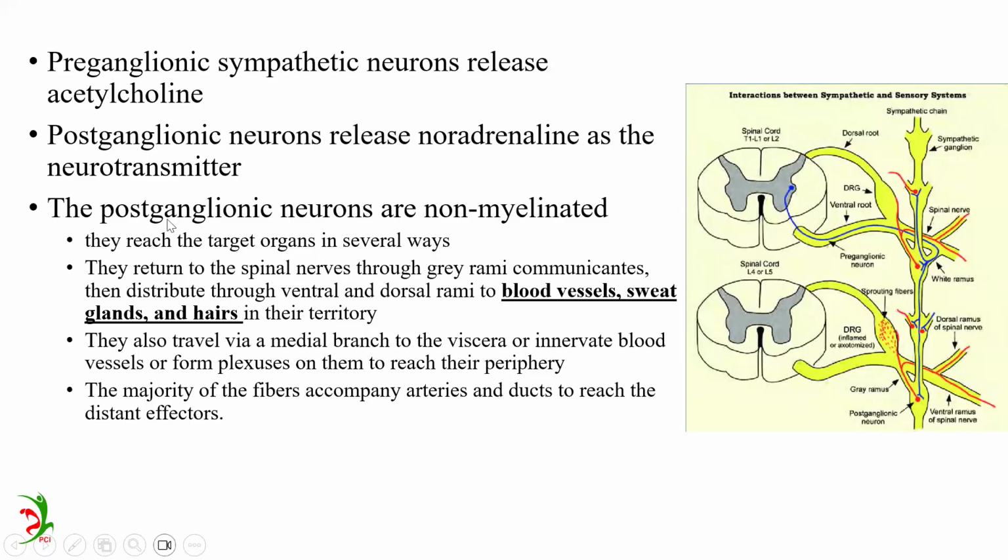Okay, so basically, these gray rami reach their target in several ways. They pass through the spinal nerve and reach the blood vessels, sweat glands, or hairs. They can travel via the medial branch to the viscera to innervate the blood vessels or plexuses. They form plexuses like this, sprouting fibers, and they can reach the periphery. The majority of fibers accompany the blood vessels, arteries, and the lymphatic duct to reach the distant effectors, that is, organs.